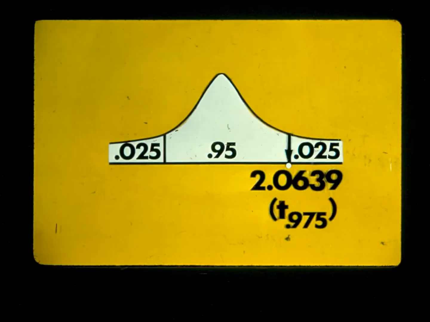Thus, as the figure represents, 2.0639 is the 97.5 percentile of t with 24 degrees of freedom that we've obtained from our table. Notice that 97.5% of the area under the t-curve is below 2.0639 and 2.5% of the area is above this point.